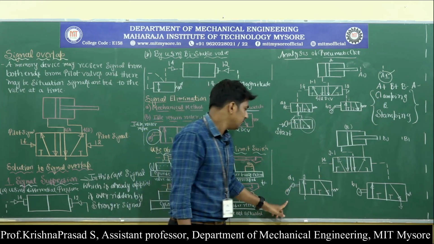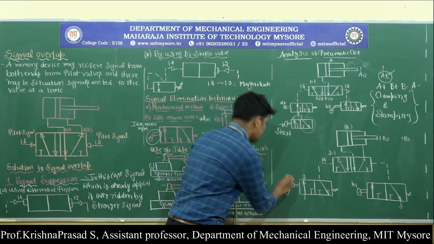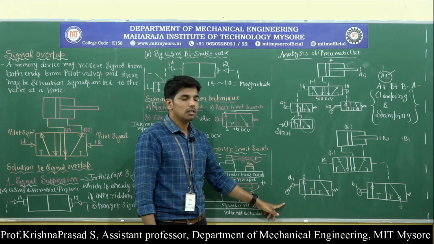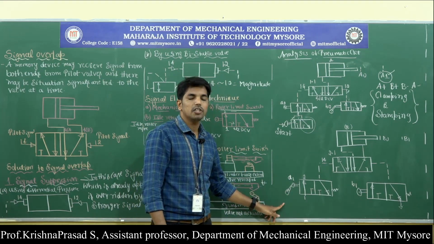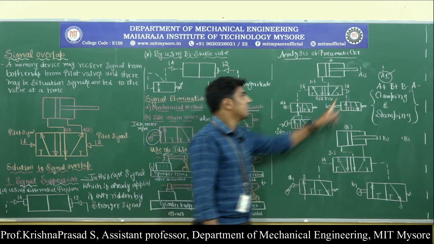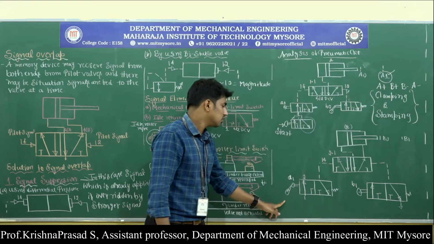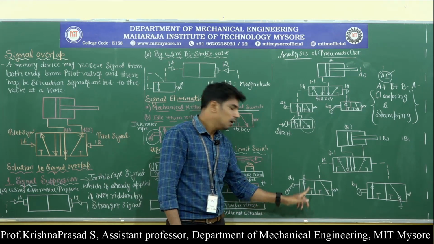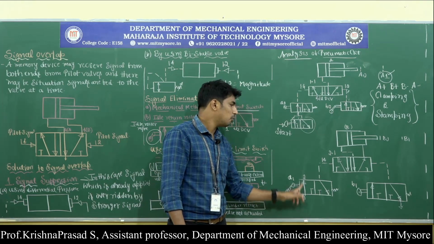Then observe here, this is A1. This idle return roller mechanism is going to activate after the extension of cylinder A. Now the pressurized air will flow from inlet port 1 to outlet port 2.